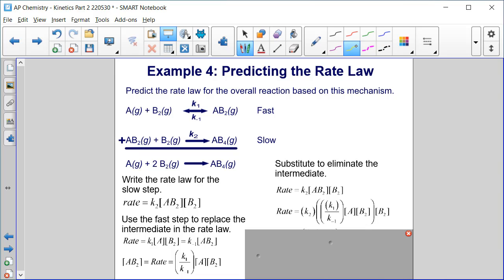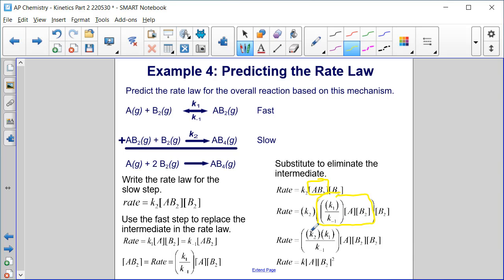All right, so picking up where we left off on the previous slide, for AB2, we're substituting our results, k1 over k minus 1 times concentration of A times concentration of B2. From here, we just need to do some simplification. We have all this ratio of k's here that we just call the overall k for the reaction times concentration A times concentration of B2 squared. And this is our rate law now with no intermediates.